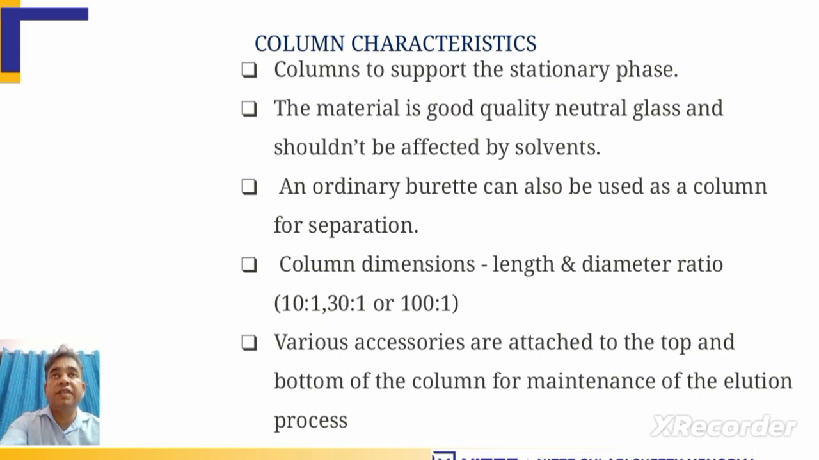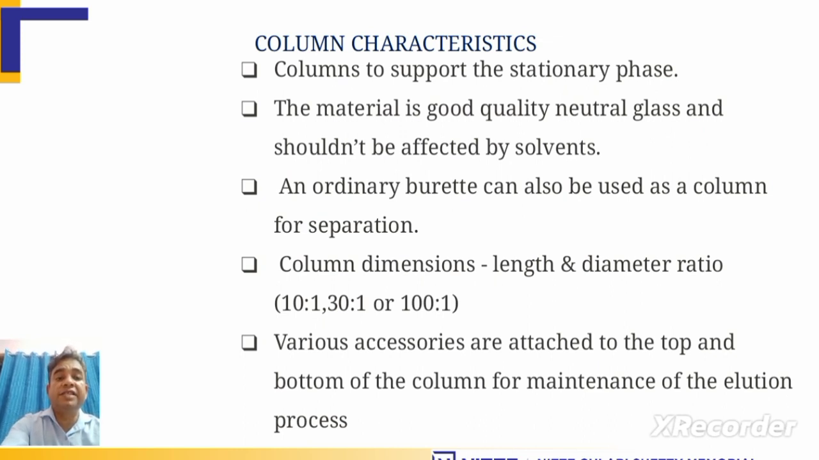Means if the length is 100 meter, the width should be 1 meter, and if it is 30 meter length, it should be 1 meter, and 10 to 1. Sometimes these are the length and diameter ratios of the permitted column to have a proper separation, right?